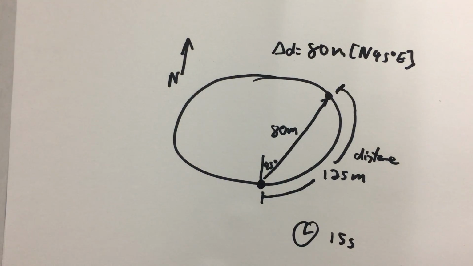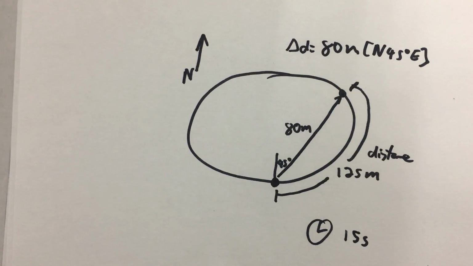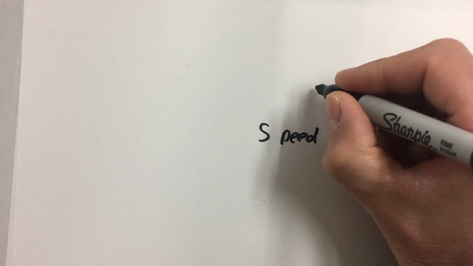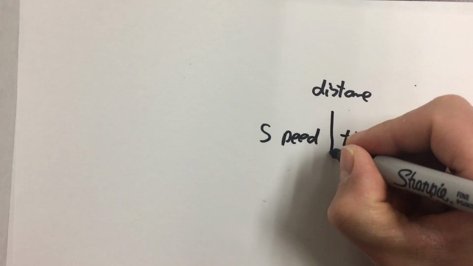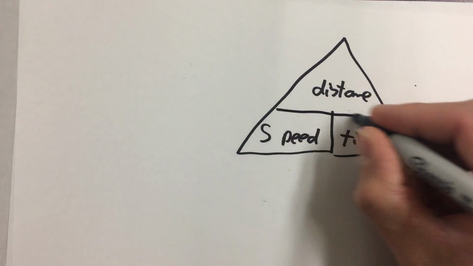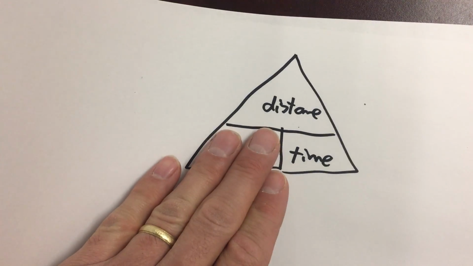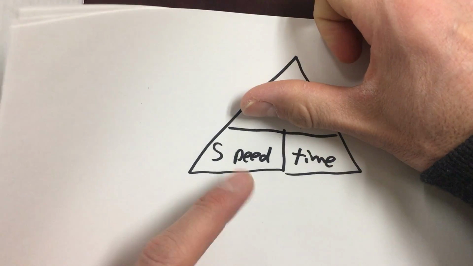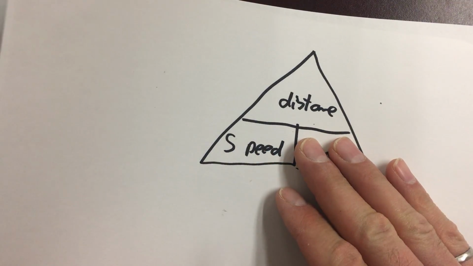Okay, so let's look at speed, average velocity, and talk about the idea of instantaneous velocity. Speed is distance over time. So if you just have that triangle written down on your page, if you're looking for speed, just cover it up. It's distance over time. And if you have to do any rearrangement here, distance is speed times time, or you could calculate time as distance divided by speed.